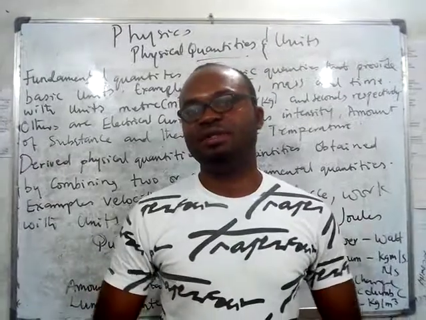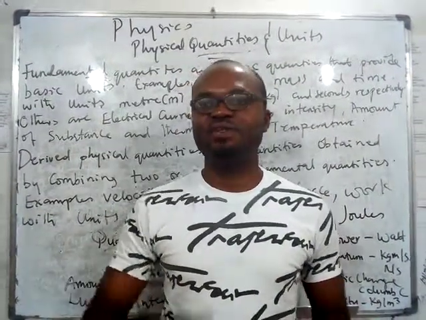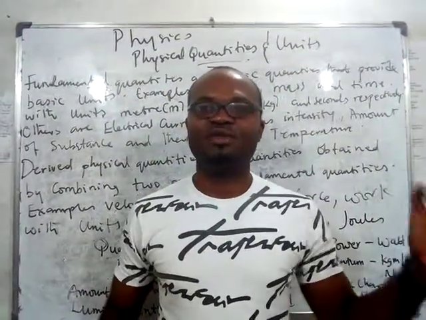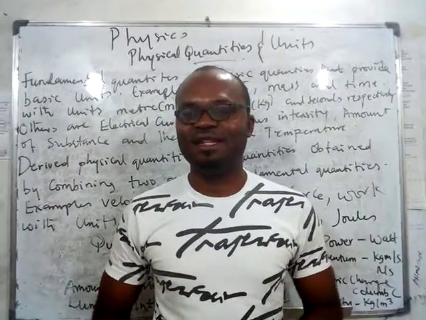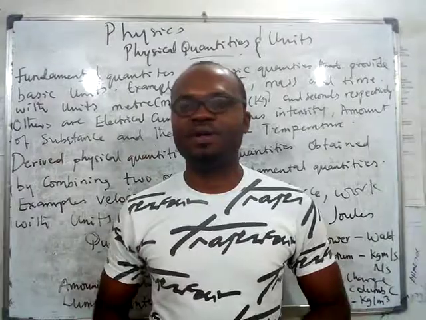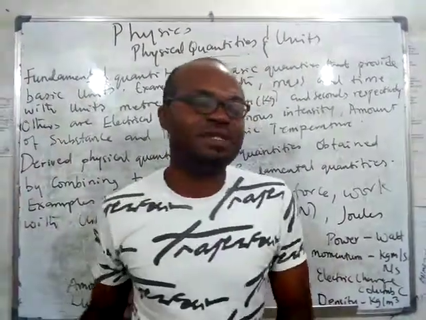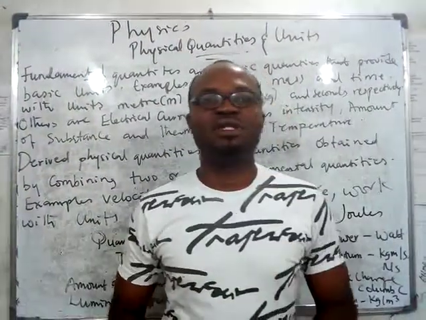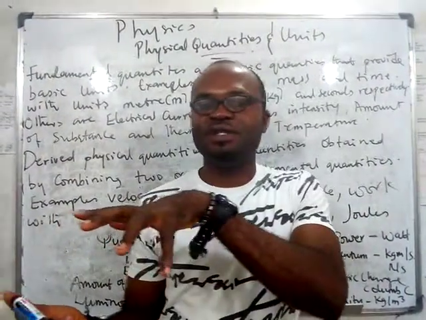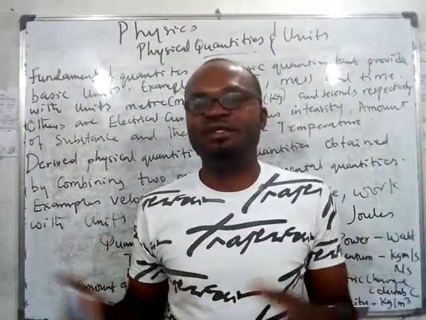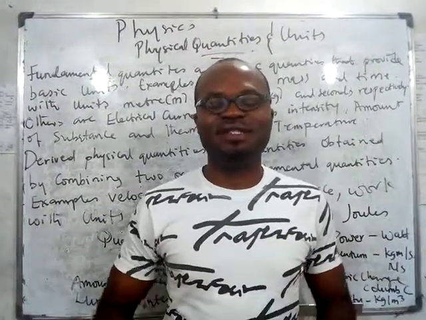Everything in physics, you have to measure it in order to tell how big or small it is. And anything you measure in physics, we call it a quantity. And you attach what we call a unit in order to differentiate and tell us the type of quantity you're looking at. There are two major types of quantities: the fundamental quantities and the derived quantities. You get the derived quantities from the fundamental quantities by multiplying or dividing, whereas the fundamental quantities are the basic quantities.